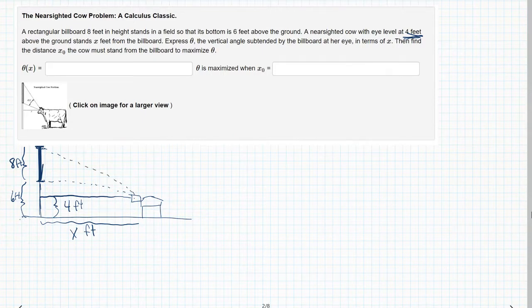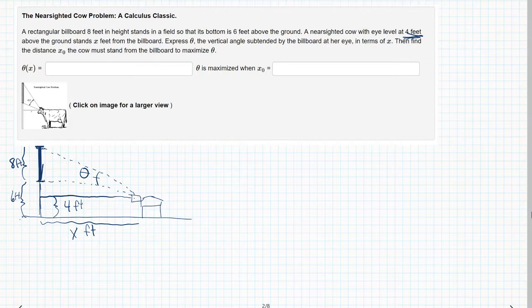Okay, so there's what they're talking about being theta. That's what we want to maximize, and it wants theta in terms of X. So it's actually even telling us what it wants us to do here. In order to do that, though, we're going to need a little bit more information.